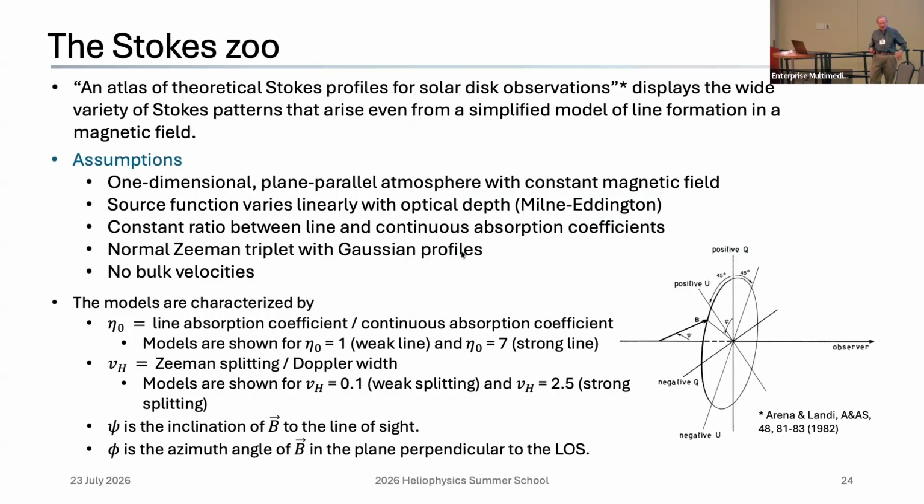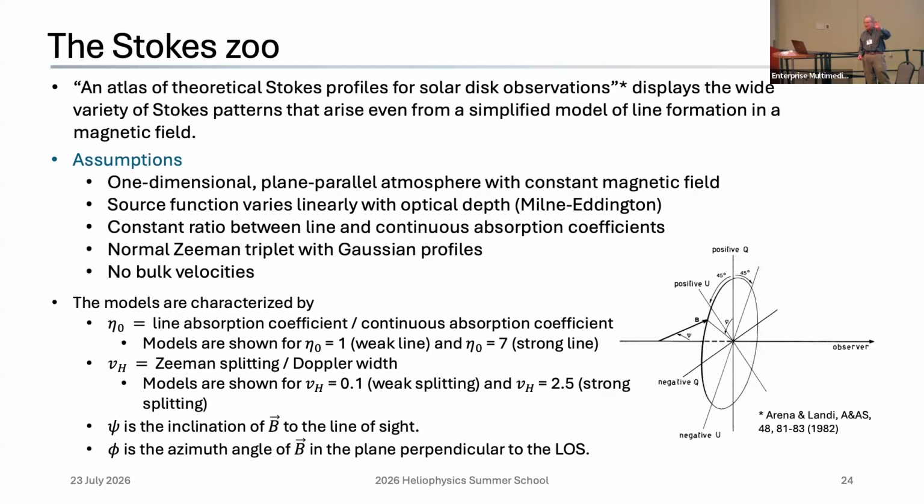The point is, now finally I'm going to make some contact with at least what data could look like. And the only thing I want to point out here is you. You're the observer, looking this way. You've got a magnetic field, and the magnetic field has an inclination to your line of sight, and it has an azimuth around this direction. That's all you need to know about the coordinate system, right?